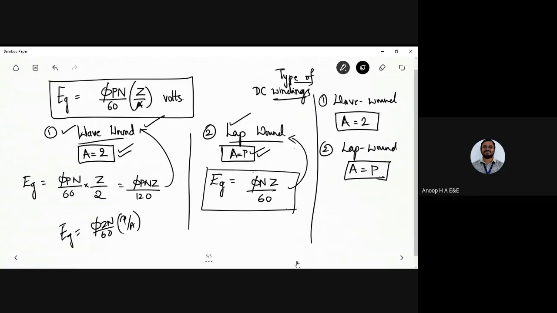We'll stop right now, and in the next video let me discuss the torque equation of a DC motor. This was the DC generator we discussed, and the next one will be the derivation of the torque equation of a DC motor. Thank you everyone.